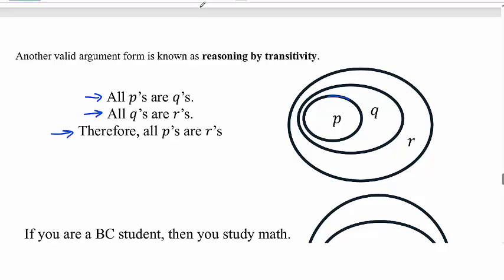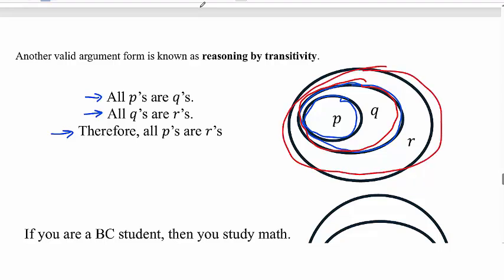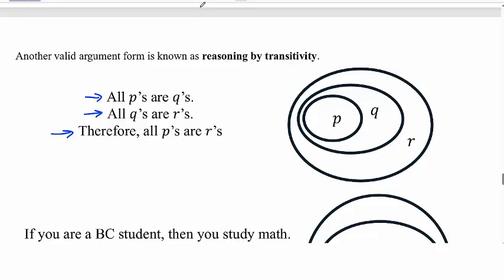You can see this in this diagram. The P circle's inside of the Q circle, representing all P's are Q's. And the Q circle is inside of the R circle, representing all Q's are R's. But that means that the P circle has to be inside of the R circle too. So all P's are R's.